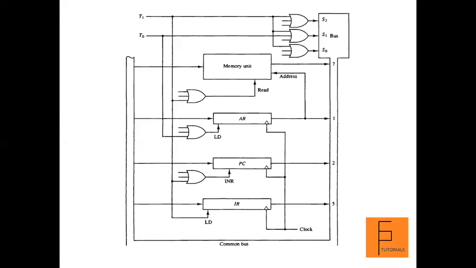One thing you must have noticed is that there are multiple input OR gates. Multiple input OR gates are included in the diagram because there are other control functions that will initiate similar operations that we talked about right now. So this diagram represents the register transfers for the fetch phase.